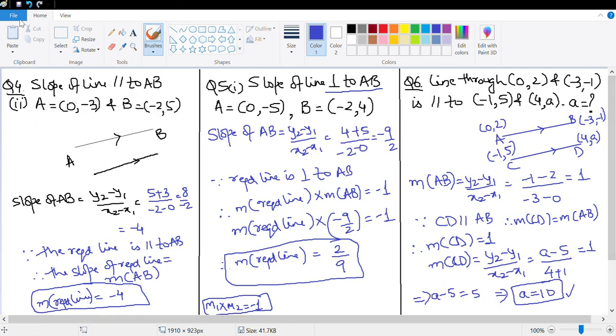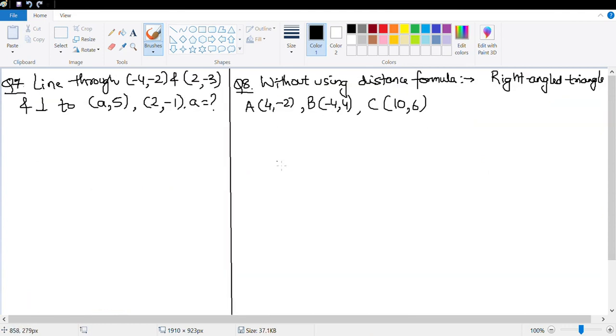Let's look at the next question. The next question that we solve is question number 7. The line passing through (-4, -2) and (2, -3) is perpendicular to the line passing through two other points. Find A. Again, a similar question like we did last time.